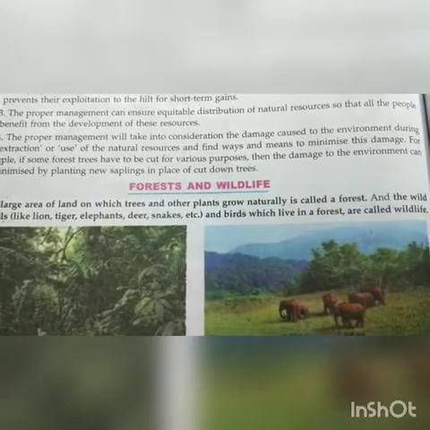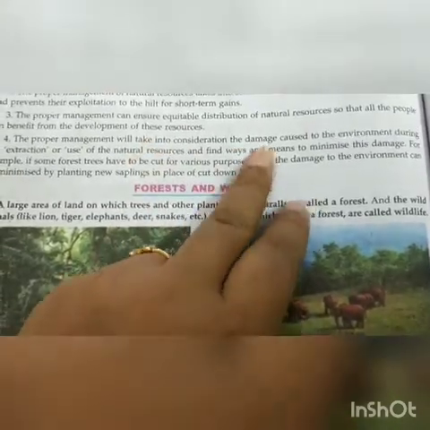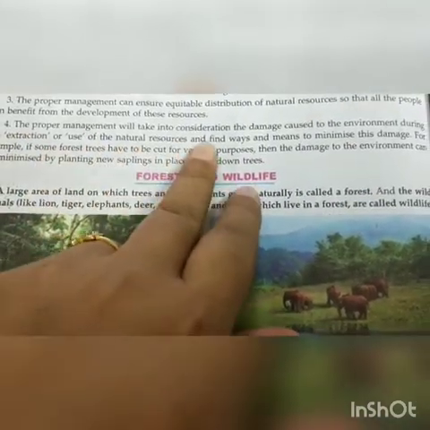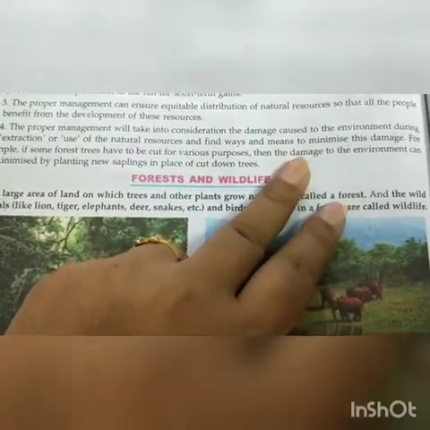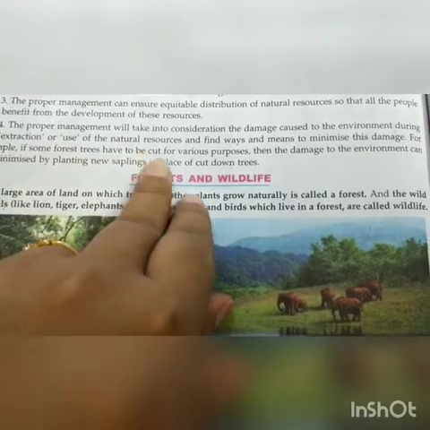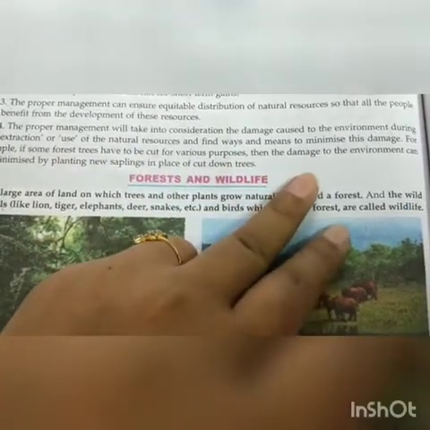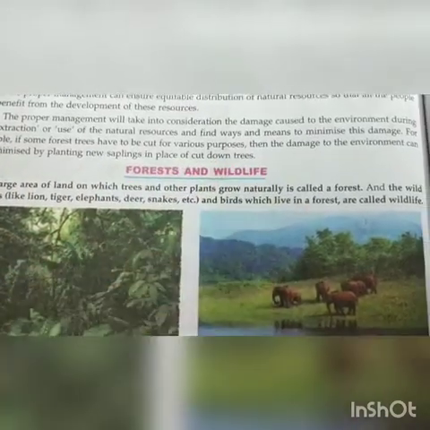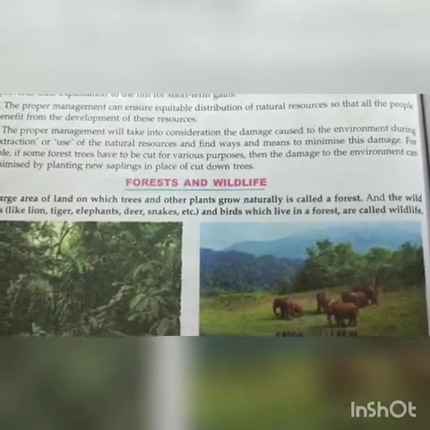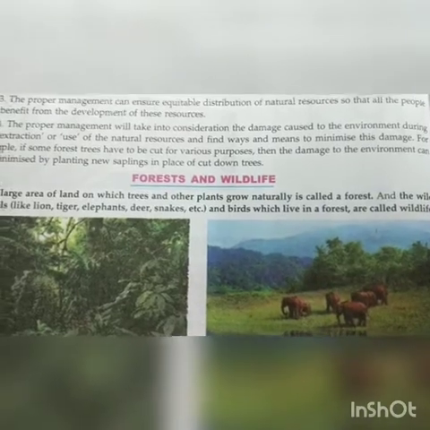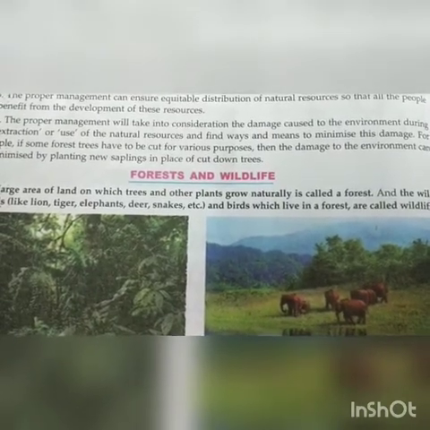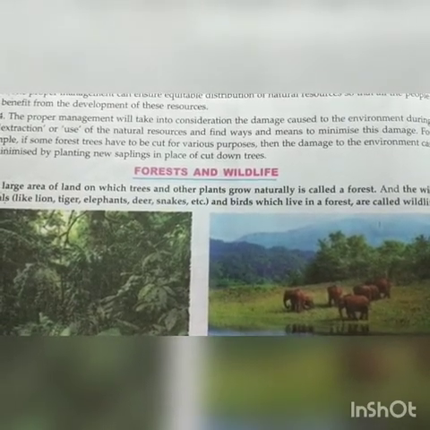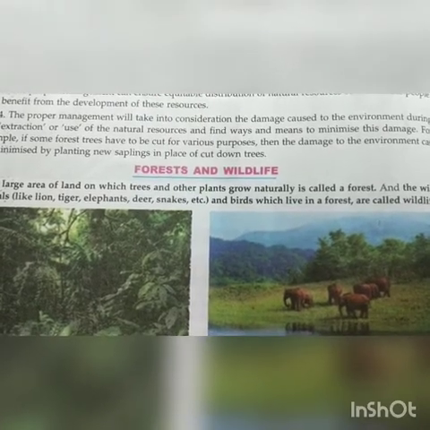Number 4, the proper management will take into consideration the damage caused to the environment during the extraction or use of the natural resources and find ways and means to minimize this damage. For example, if some forest trees have to be cut for various purposes, then the damage to the environment can be minimized by planting new saplings in place of the cut down trees. So proper management, what is it doing? If somehow the environment is damaged when we are taking or using the resources, management finds ways to minimize the damage.